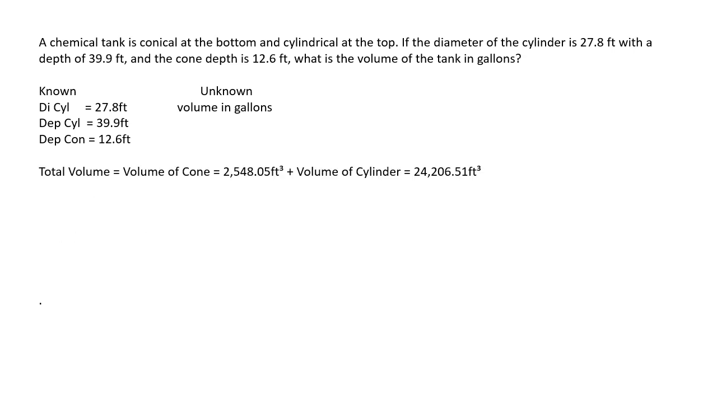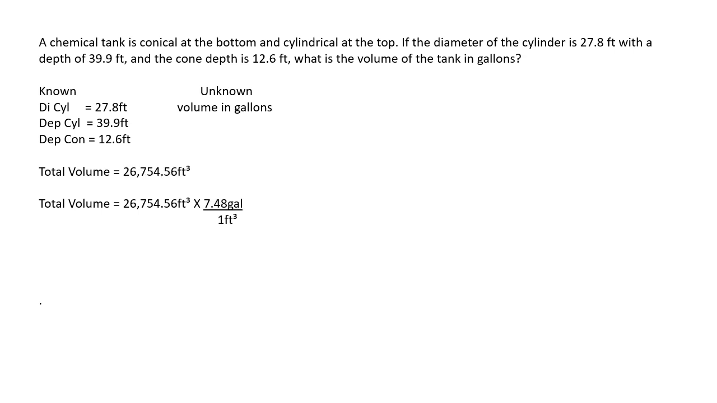So now we can add the volume of the cylinder to the volume of the cone, 2,548.05 cubic feet. So when you add those together, the cone, 2,548.05 cubic feet, plus the cylinder, 24,206.51 cubic feet, your total volume is 26,754.56 cubic feet. And again, we are looking for gallons. So you multiply that by 7.48 gallons per cubic feet. Cubic feet cancel out. You're left with gallons. And the answer is 200,124.1 gallons.